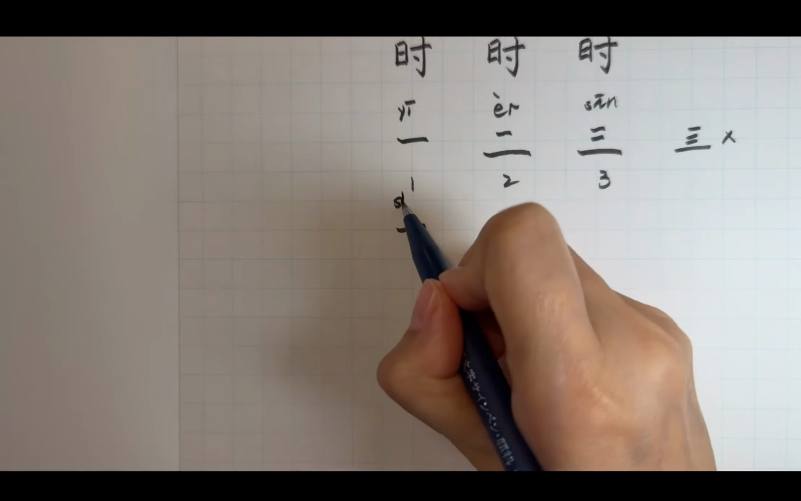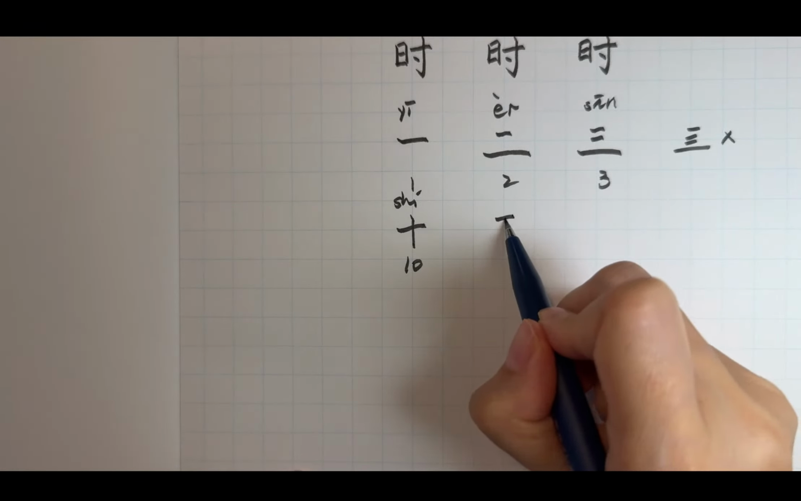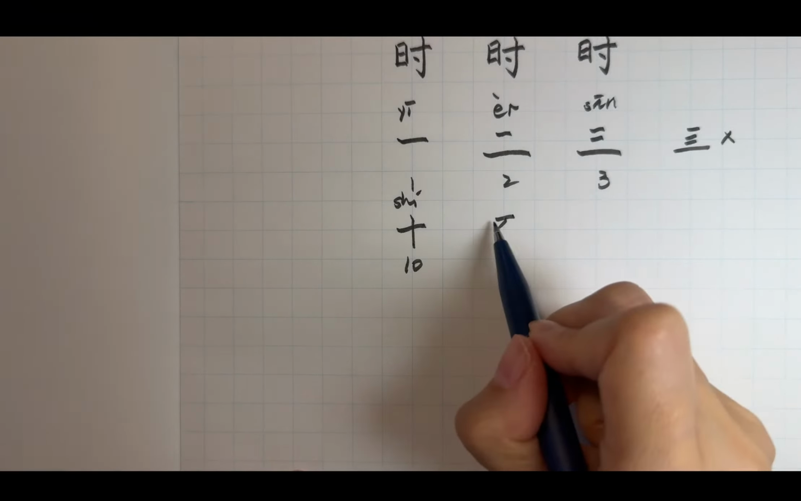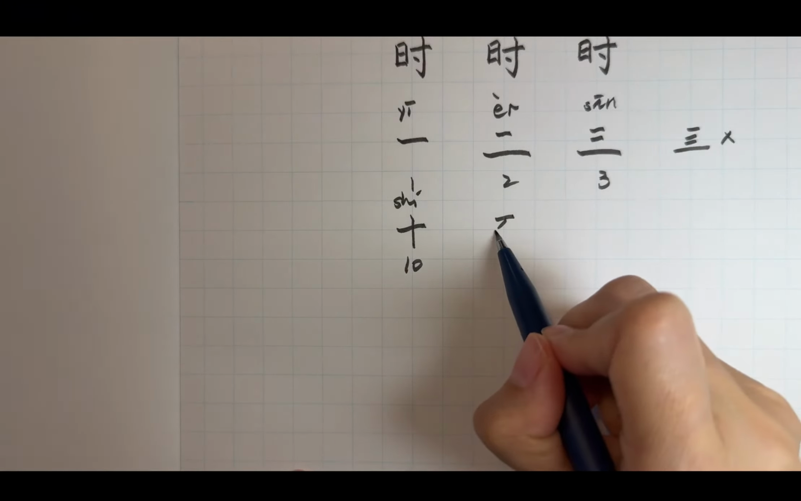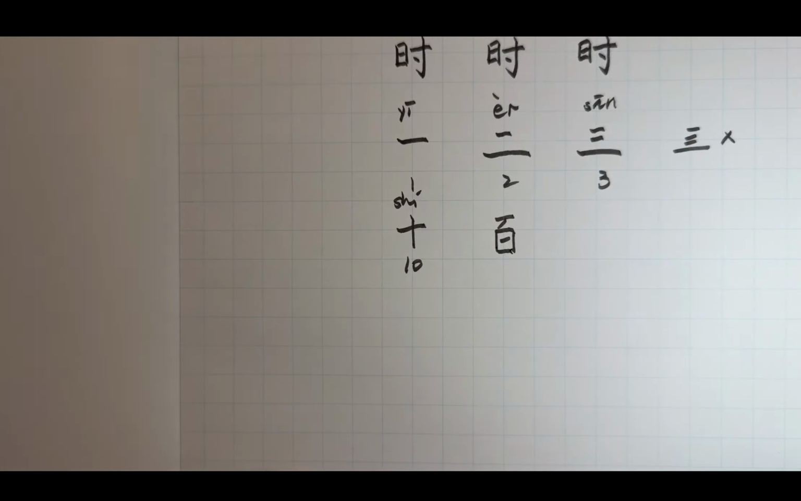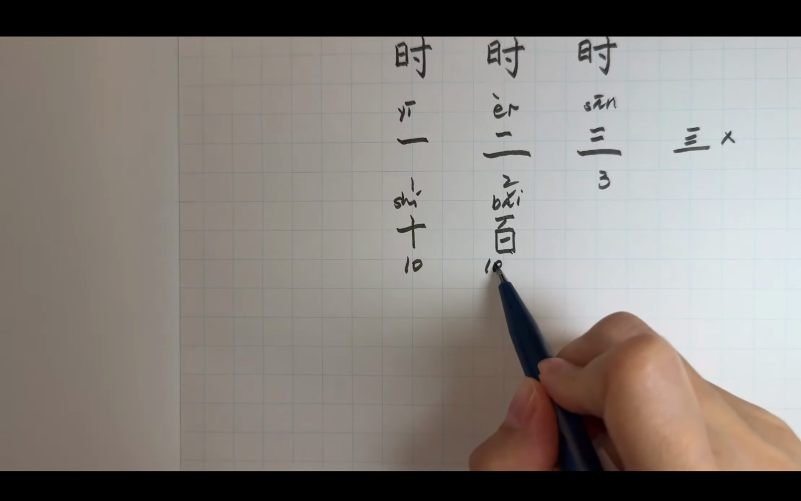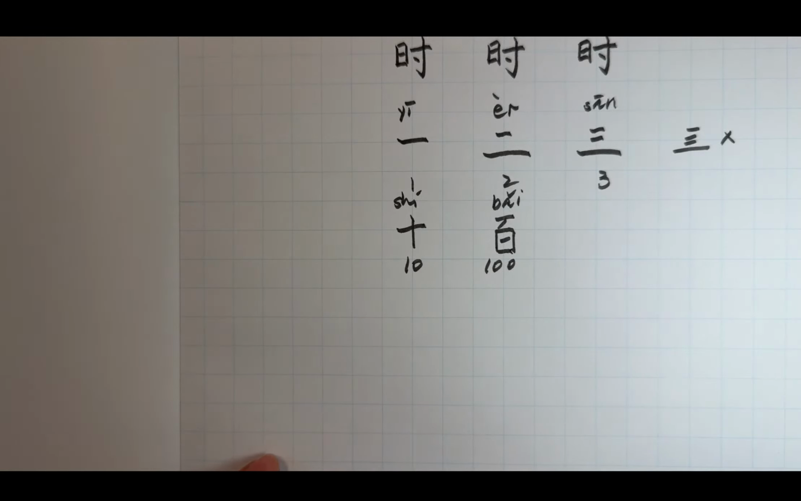十 is number 10. And 百, like we add this small top. And 日 just now. We have 百. This is 100. Right?